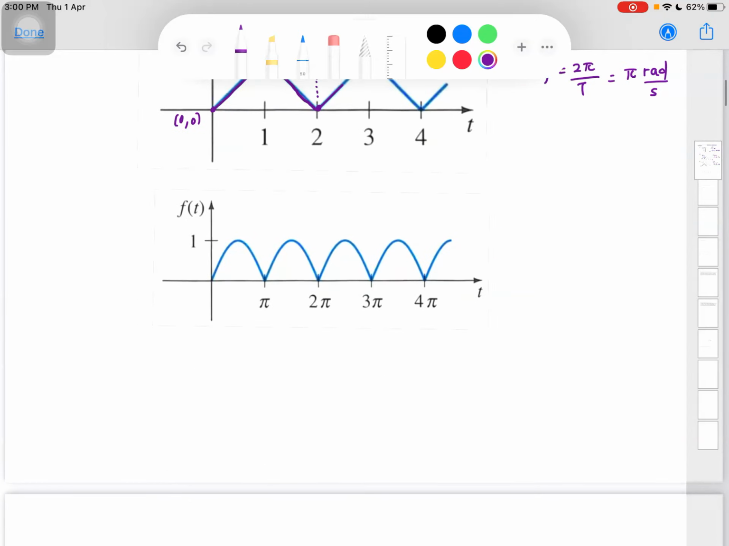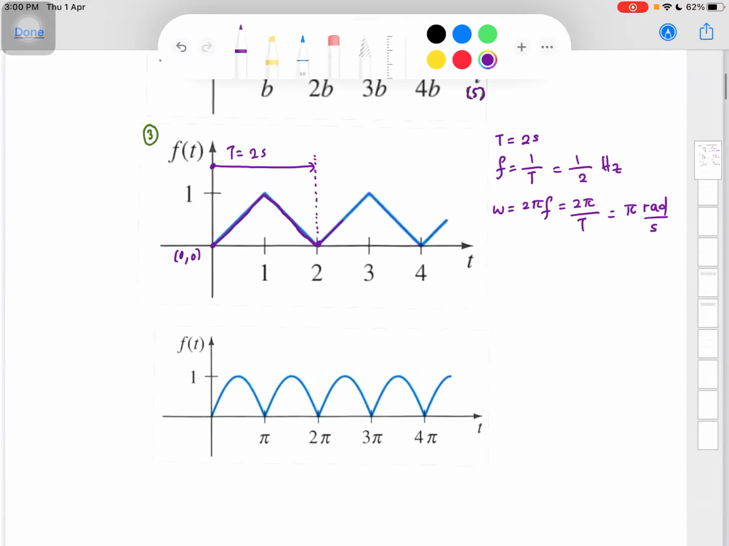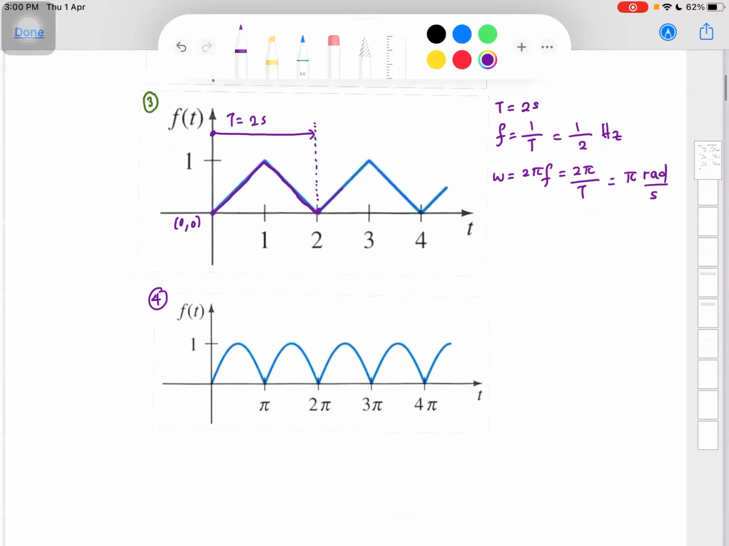Right, now let's have a look at signal number 4. Again, let's say we start from this point 0, 0. If I follow the curve, go up and down again, then here at t equals pi, if I follow the curve again, I am now repeating the same pattern. So this is my fundamental period, which equals pi.